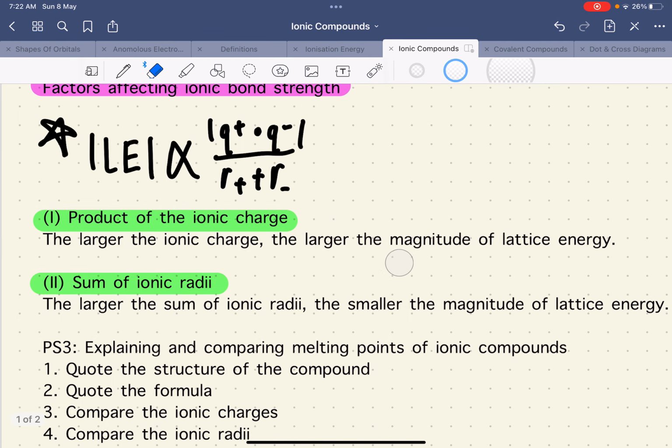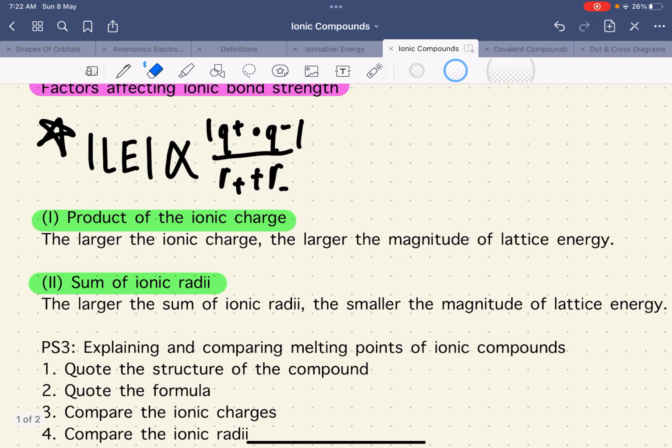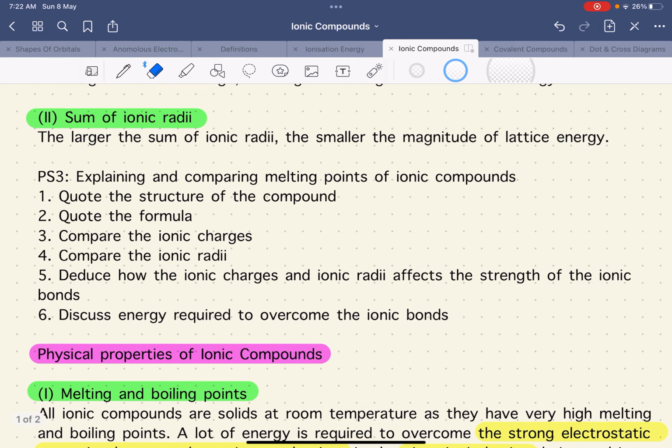And the product of ionic charge usually accounts for a larger factor. So even if the ionic radii is larger, if the product of ionic charge is larger, because it's a product, it's generally larger. So we see that lattice energy generally increases.